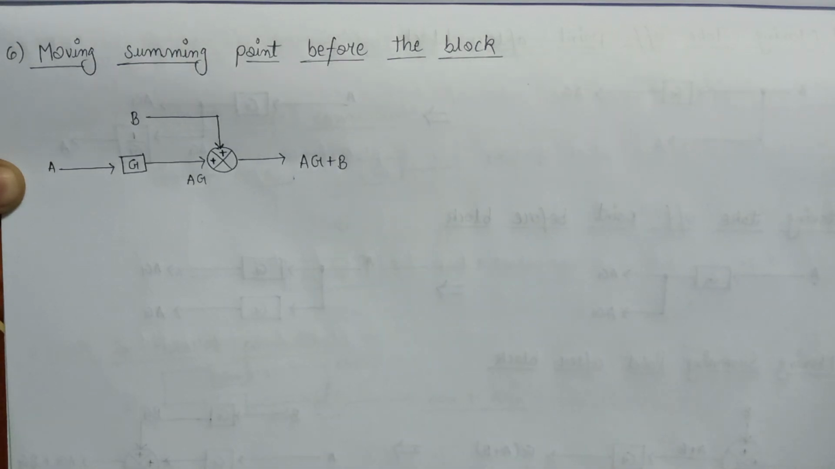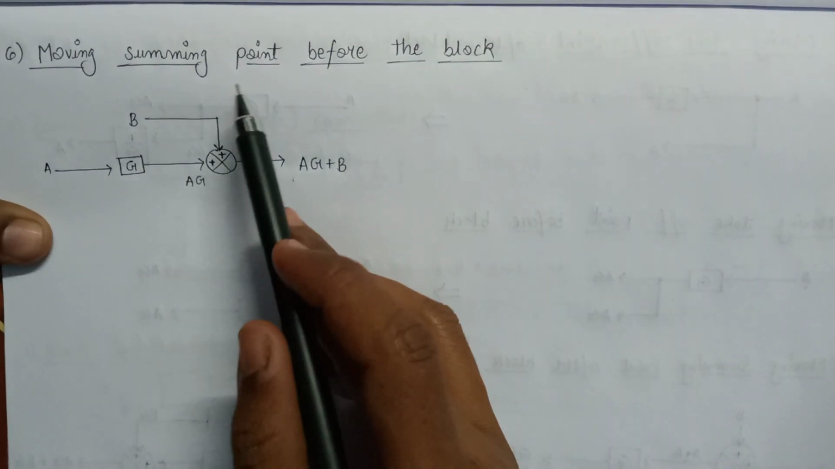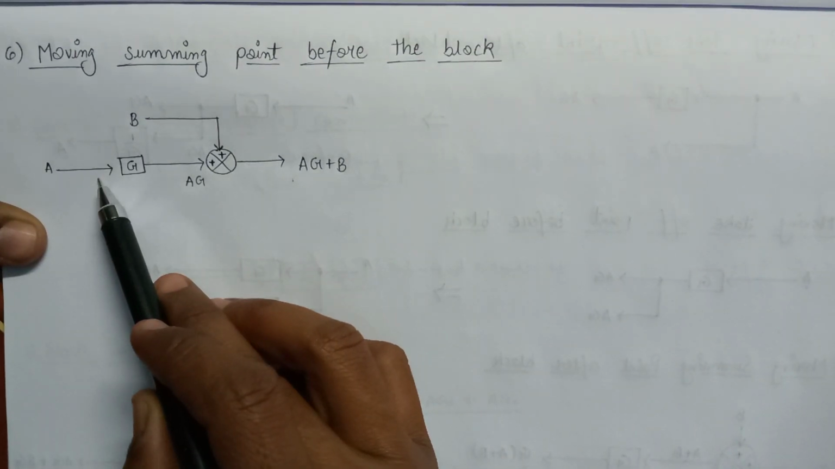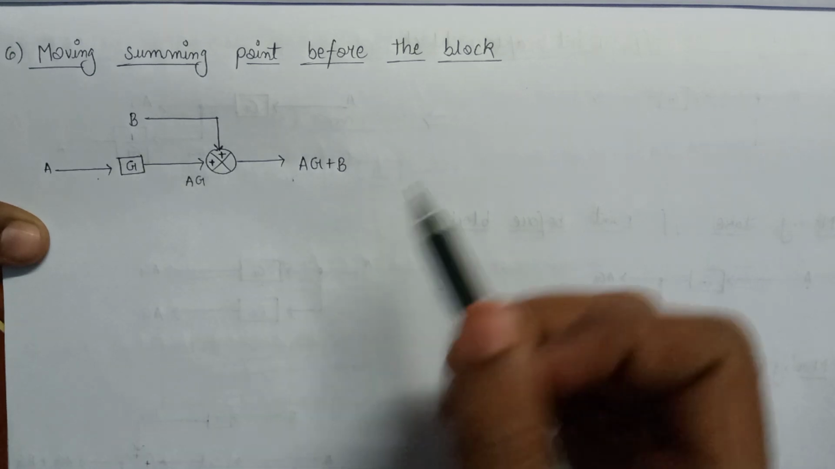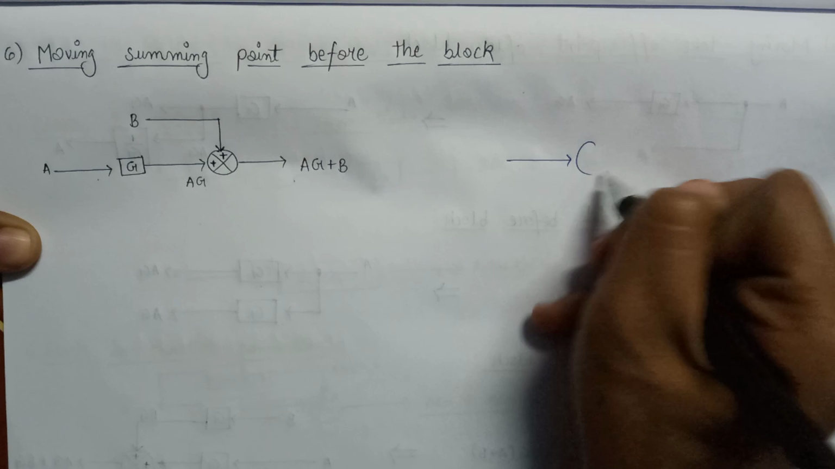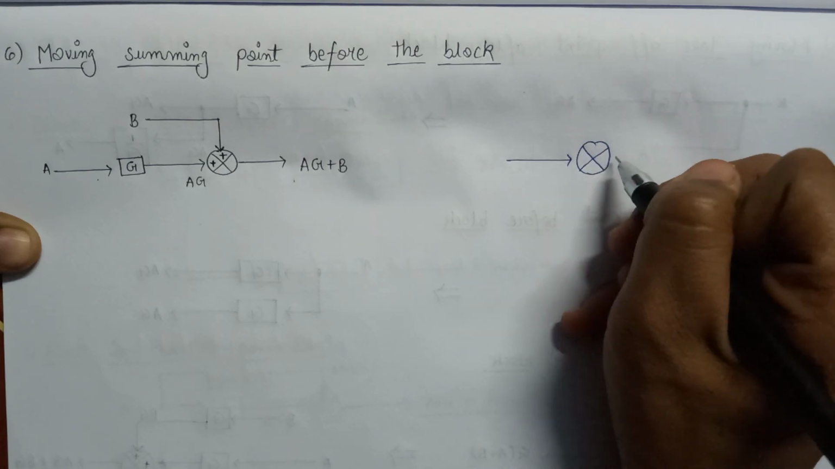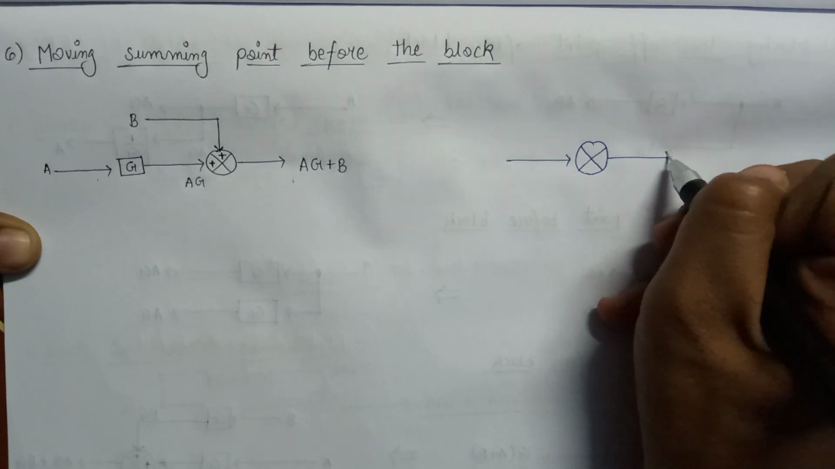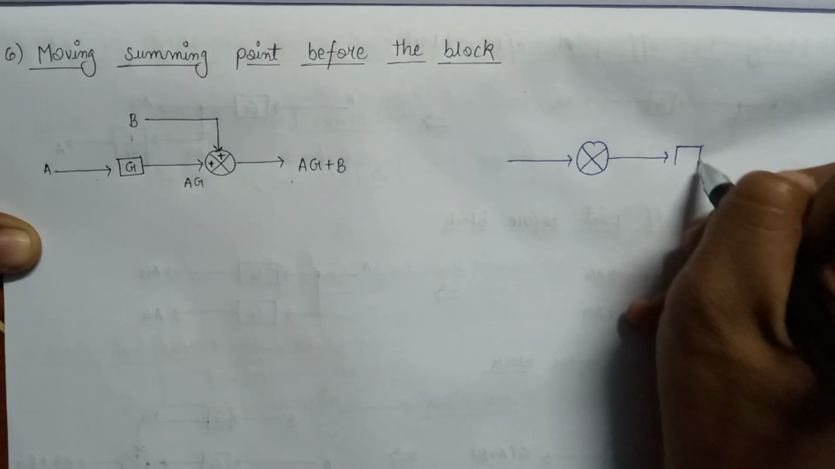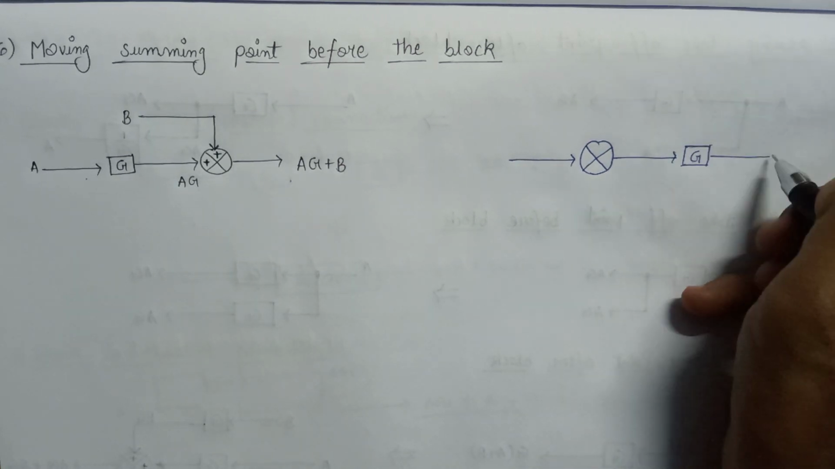Now have a look at the condition in which we move the summing point before the block. If we move the summing point before the block, then the summing point will be drawn first, and after this we will draw a block having the gain equal to G, and this is the overall output.